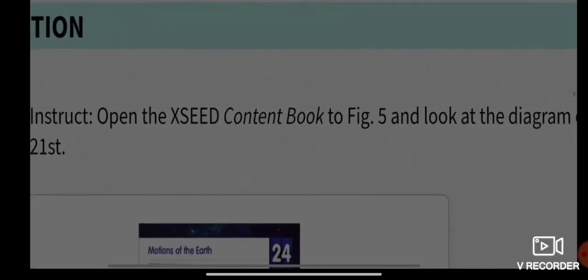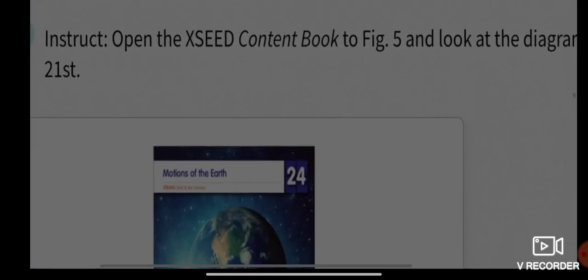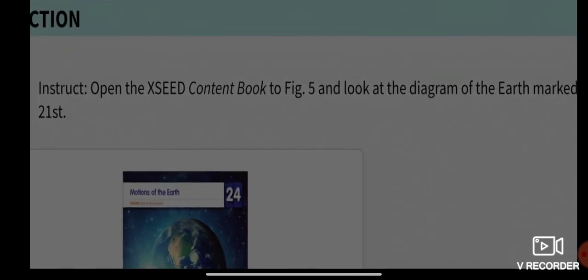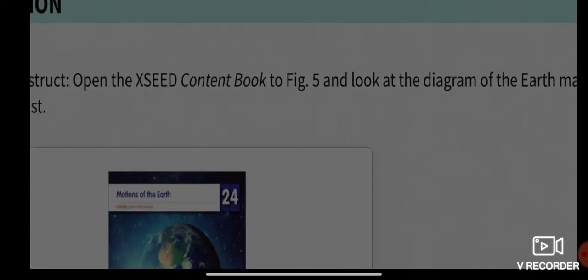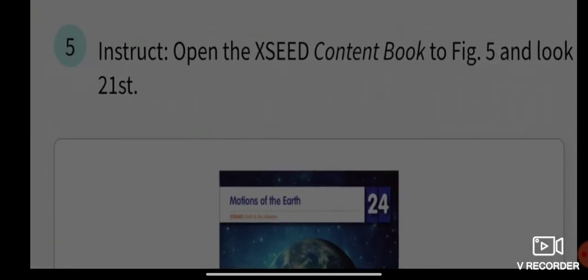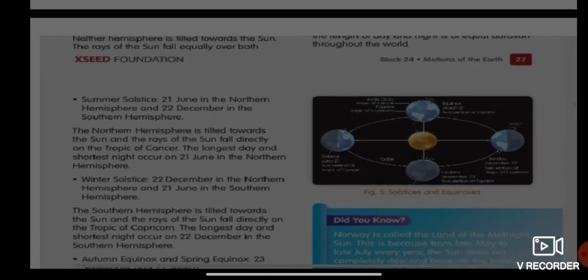Now I want all of you to open the exit content book to figure 5. Look at the diagram of the earth. Mark June 21st. So first of all, you have to open your exit content book and observe figure 5, and then look at the diagram of the earth that is marked June 21st. So this is solstice and equinox. From your textbook it will be more clear.